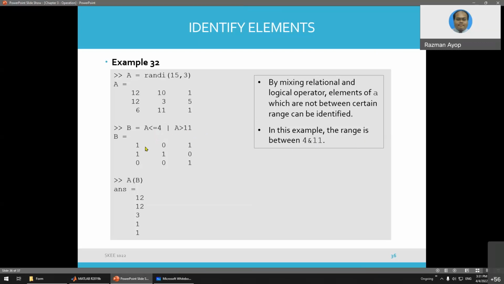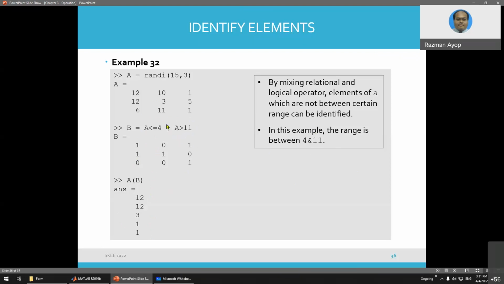So you do something like this, mixing relational with logical. If you want the number between 4 and 11, you have to do something like this: A is less than or equal to 4 and this one. As long as these conditions are met, it will automatically extract all the numbers outside here.